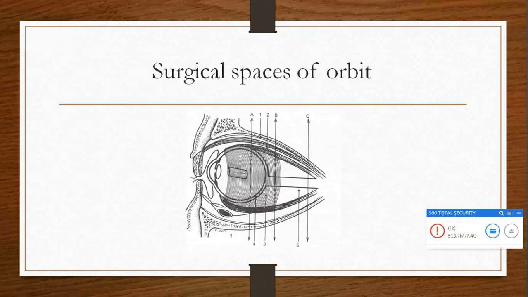In exenteration, you take the incision in the skin, go up to the bone, separate the periorbita, and separate the periorbital space up to the apex, all around. Then you remove the whole contents of the orbit, including the globe, optic nerve, and extraocular muscles. Everything, in fact, you remove in toto and empty the orbit and leave the bone only. It is known as exenteration.